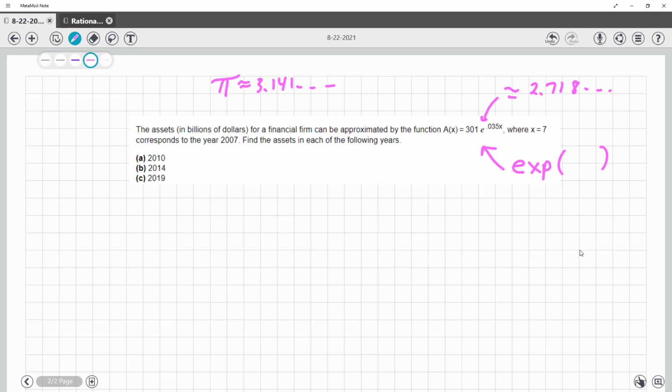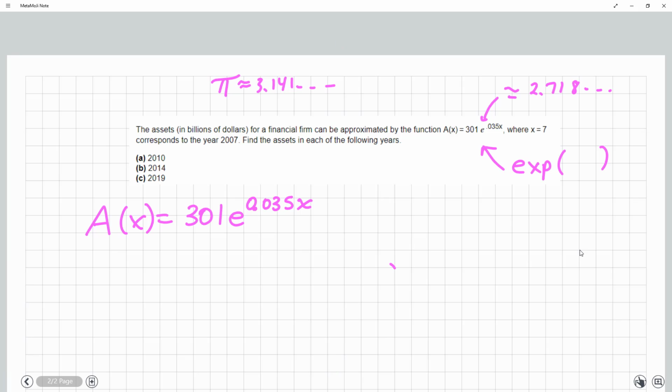So they just give you an example here of this function. Assets, and they say 301e to the 0.035x. Notice I put a 0 out front. I just kind of like to have that extra 0 there.